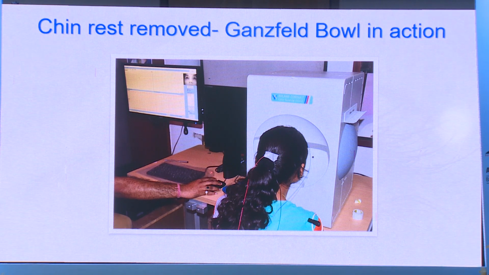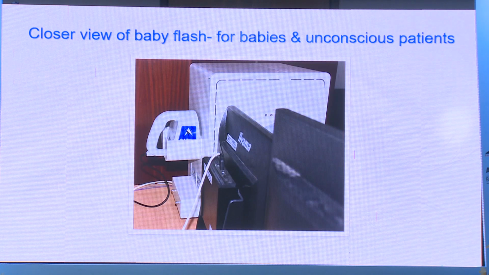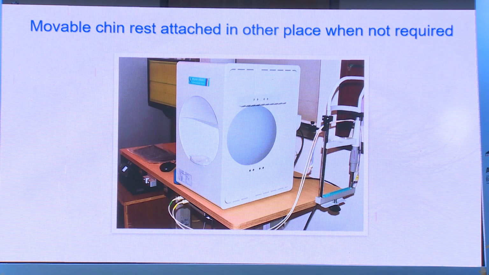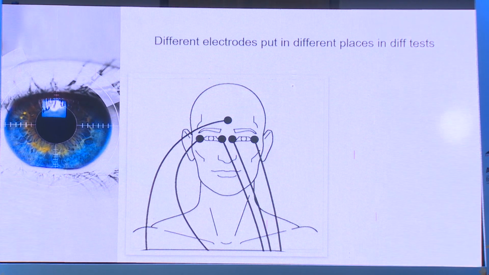After completion of the test, the chin rest is removed and the Ganzfeld bowl comes into action. Now, this is a closer view of the baby flash for babies and unconscious patients. This is the Ganzfeld bowl in a closer view. The movable chin rest is attached in the other place when the test is finished. This is a picture that shows different electrodes put in different places in the different tests.